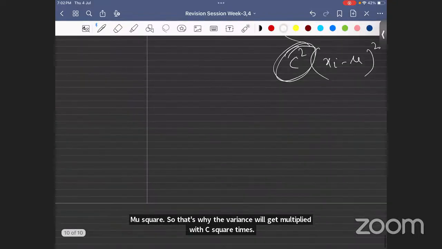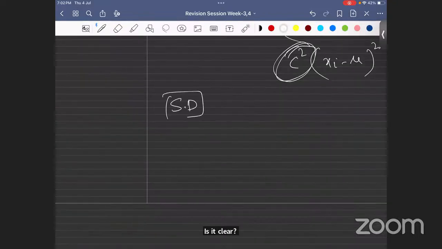Now for the standard deviation also, the same thing will happen. So for the standard deviation, what?